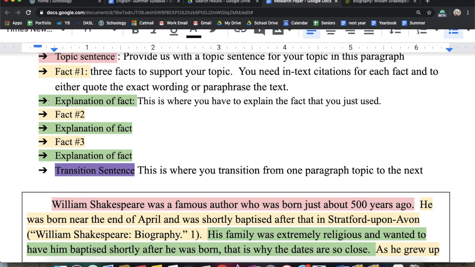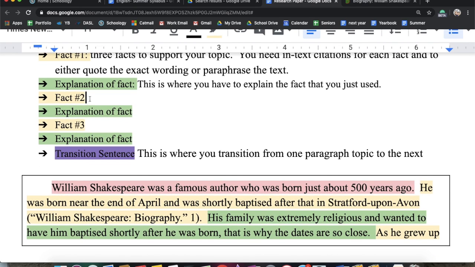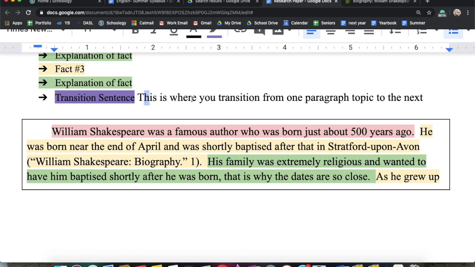The next thing is you're going to explain the fact. This is where you actually explain this fact that you just used up above in your own words. Not only does this add length to your body paragraphs, but it also makes sure you're not jumping from fact to fact and it's not really clear what you're even talking about. So then you have your second fact, explanation, third fact, explanation, and then your transition sentence. This is where you transition from one paragraph topic into the next.